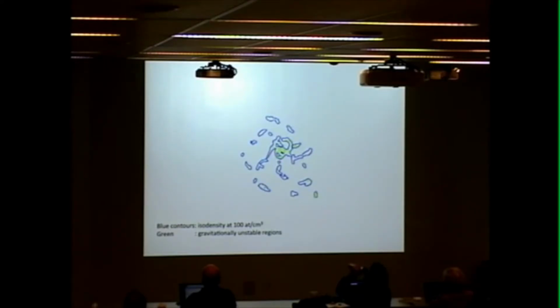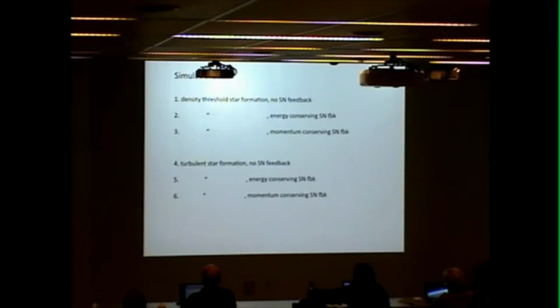So does it make a difference? Do we care? I'm going to try to convince you that it does. We compare 3 simulations with a density threshold prescription: with no feedback, the energy-conserving supernova feedback, and the momentum-conserving supernova feedback. And then the same 3 simulations with the same 3 prescriptions for feedback, i.e. no feedback, energy-conserving, momentum-conserving, but just changing the prescription for star formation.